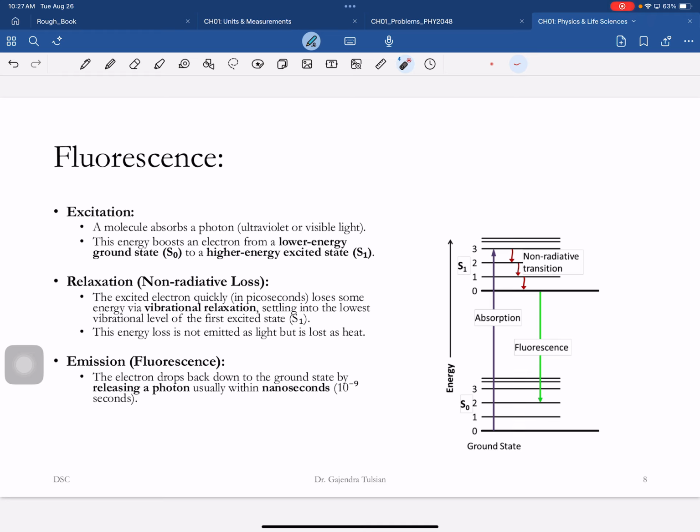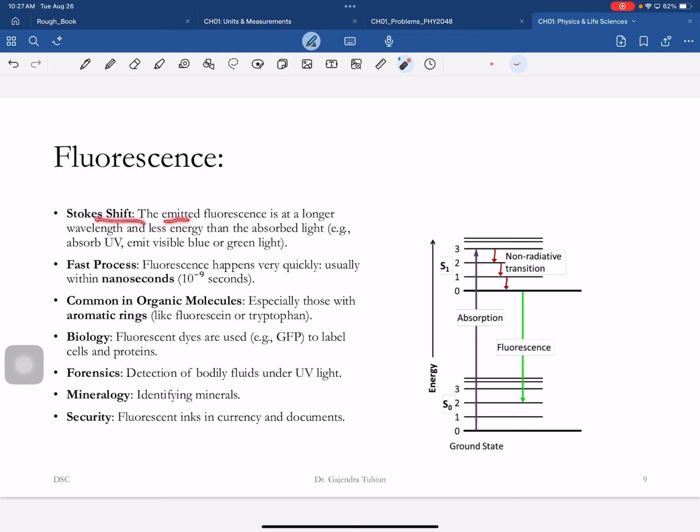So the key is the emitted light is a different color than the absorbed light. And so you know exactly where that light is coming from. Where is the light coming from? From the tag molecules. All right, so again, like I said, all the answers are in the slides. You just have to read them carefully and make sure you understand stuff.